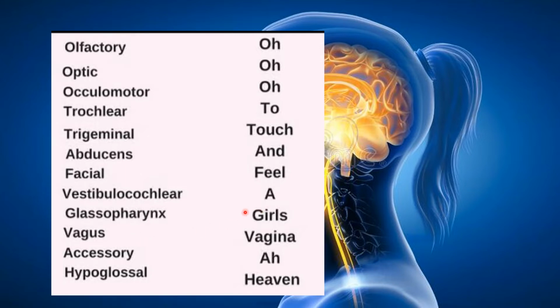Okay. Yan lang yung naiiba, no? A. So, binaliktad lang yung B. Glossopharynx for girls, and then the vagus for vagina, and then accessories for A, and hypoglossal. Okay, this will help you remember the 12 cranial nerves.